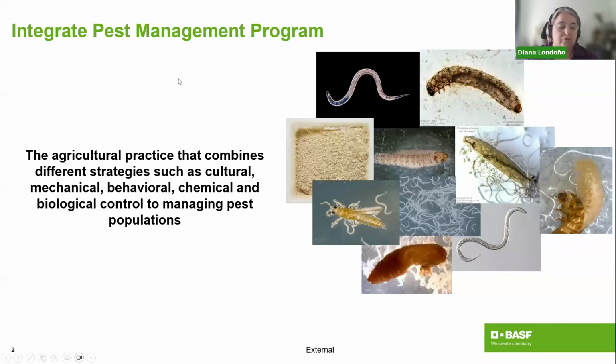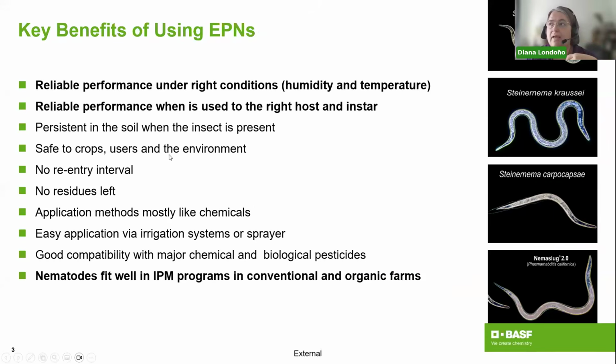So first of all, I'm going to talk about what is the purpose of using nematodes in integrated pest management programs. As you know, when you talk about integrated pest management, that includes different combinations that can be cultural, mechanical, behavioral, chemical, and also biological, the time of the year, the time of the insect. So there are a lot of things that come together. When you think about IPM programs, you have to think about what are the most important benefits or qualities that the beneficial nematodes have.